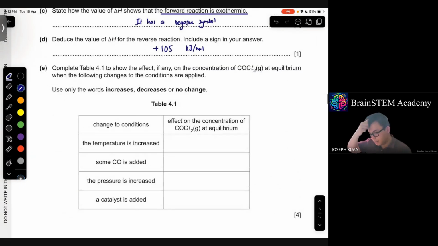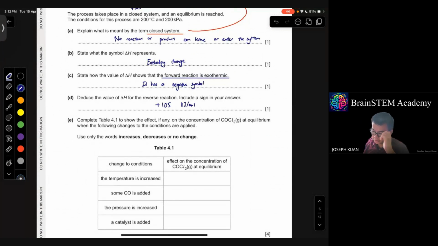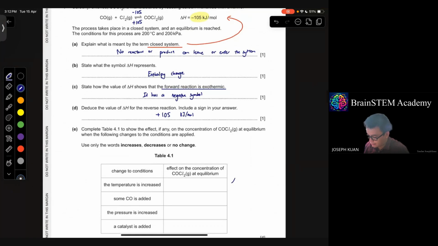Right, moving on. Complete table 4.1 to show the effect, if any, on the concentration of carbonyl chloride at equilibrium when the following changes to the conditions are applied. Use only the words increases, decreases, or no change. Now, when the temperature is increased, it will favor the endothermic direction. So the equilibrium position will shift to the left, which means that the yield of the product will decrease.